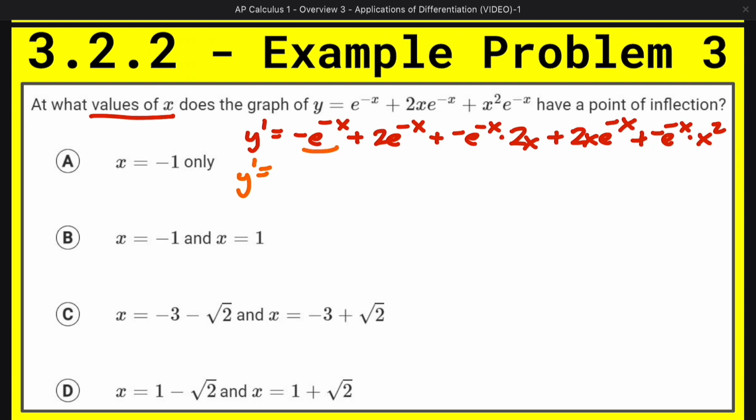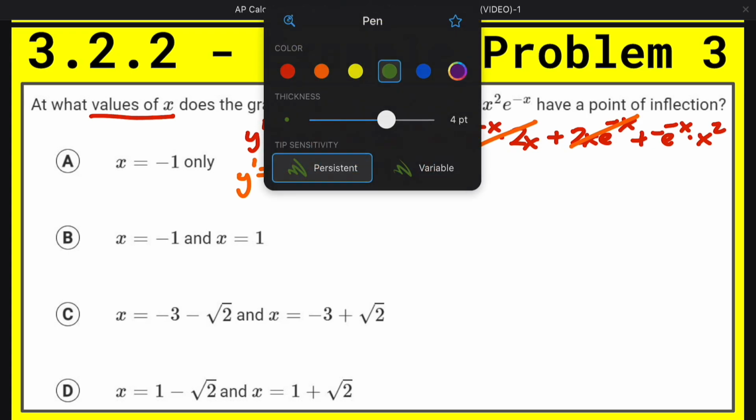Okay, it looks like this and this can combine. So then you just have e to the negative x on that. Okay, this one and this one are just going to straight up cancel each other, which makes it pretty nice. Minus e to the negative x times x squared. Okay, that's the first derivative, but we need the second derivative for points of inflection.